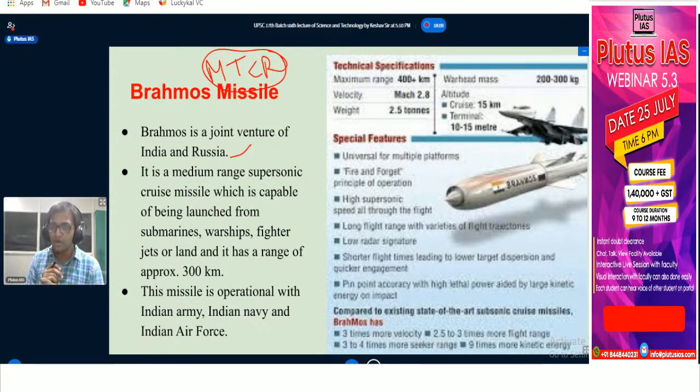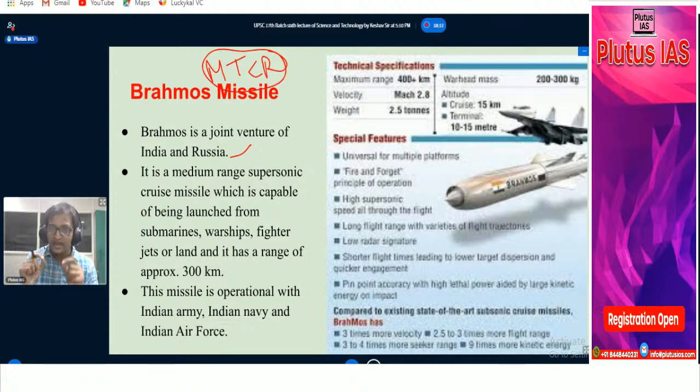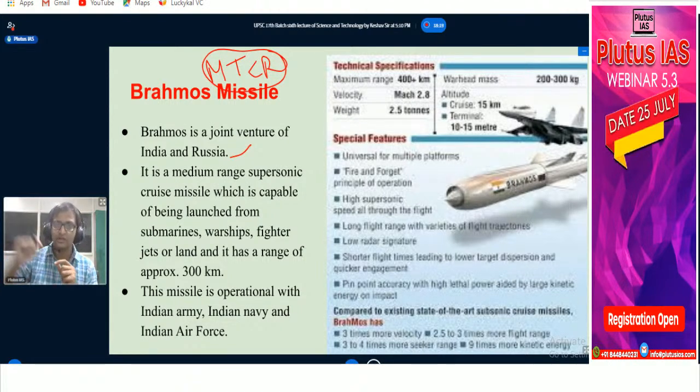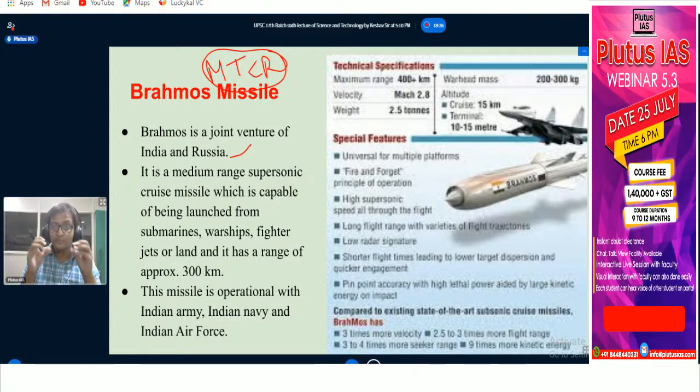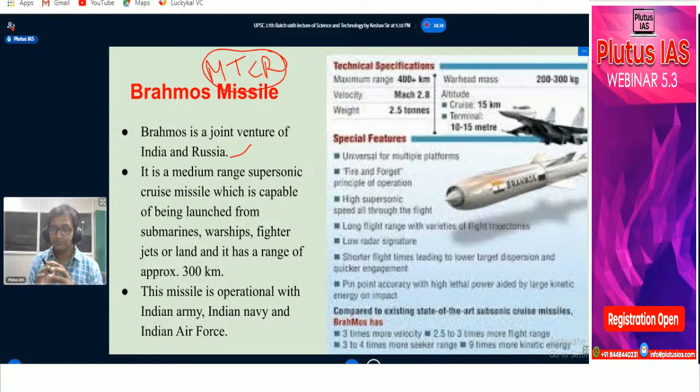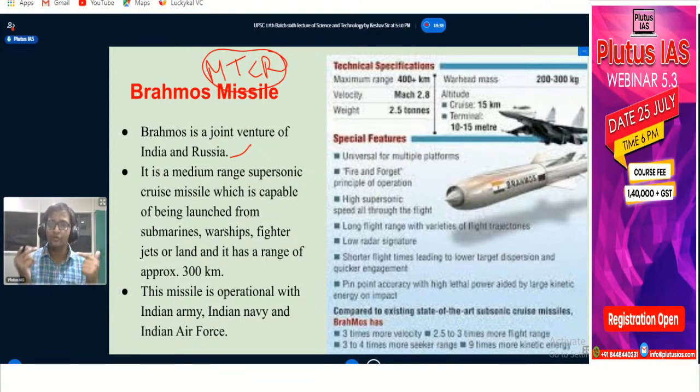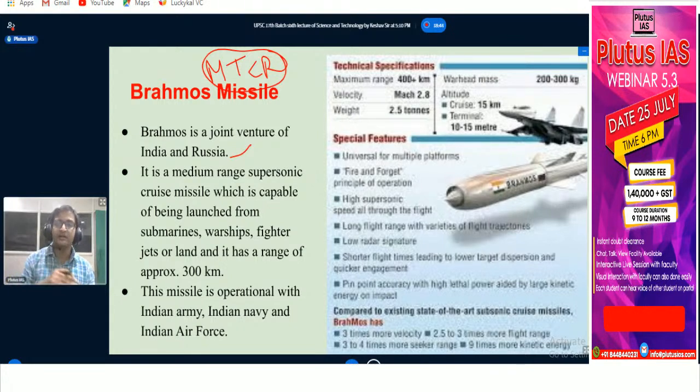MTCR had one restriction that no country which is a member of MTCR will provide any other country such type of technology which can have a range of more than 300 km and a payload of greater than 500 kg, right? So Russia was bound not to provide India missiles with targets more than 300 km. Okay, so now India is also part of MTCR. So now Russia can provide such technology so that India can also go beyond 300 kilometers.